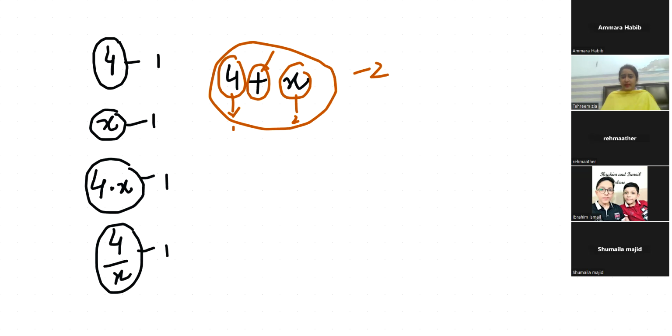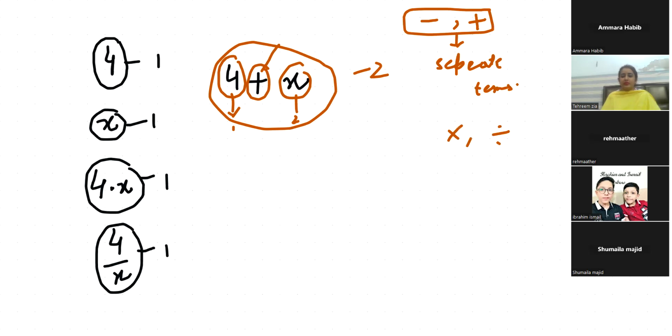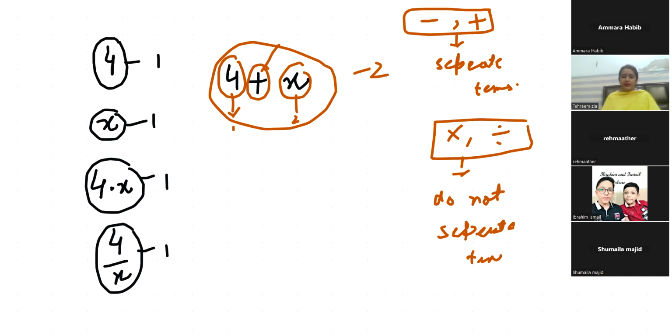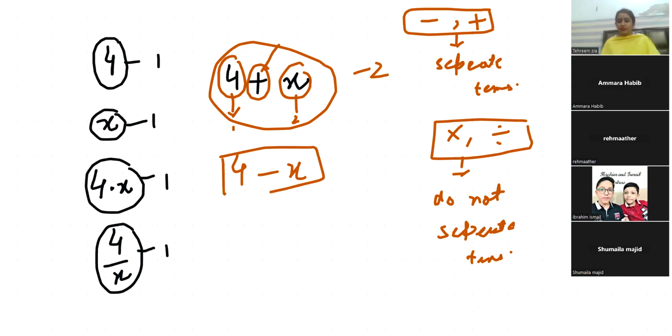I have written it in the last. I don't know if people can see it or not. Addition and subtraction separate terms. Multiplication and division do not separate terms. Got it? Okay. If I write 4 minus x, how many terms are there? 4 and x, there are 2 terms, not one term, because subtraction separates.